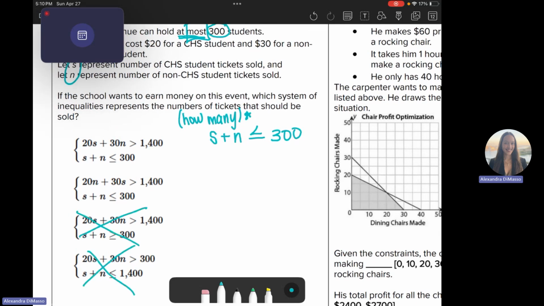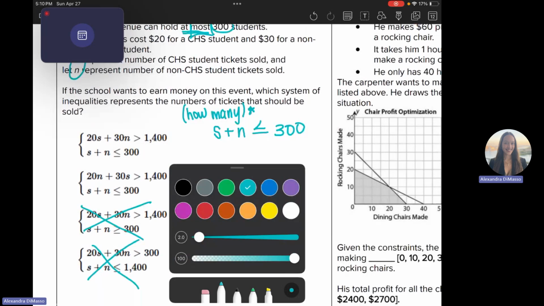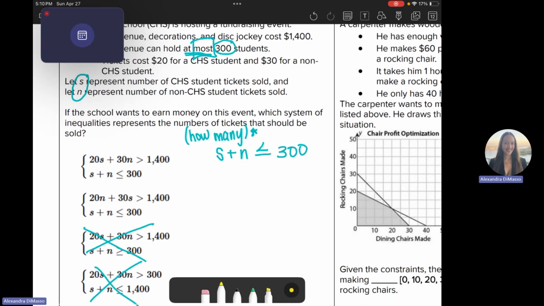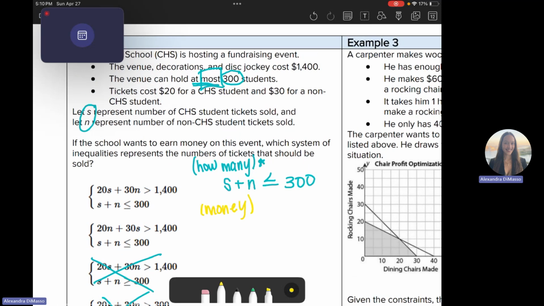So now I need to do my money one. Okay, so I did money now in a different color. So, money. I know that the venue, so everything, costs $1,400. So I can't go over $1,400, right? It has to be less than that because we're on a budget, right? Balling on a budget here, okay?